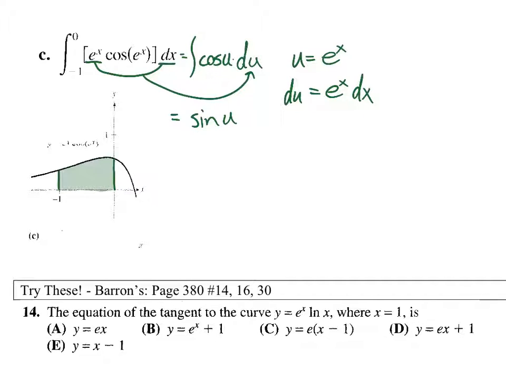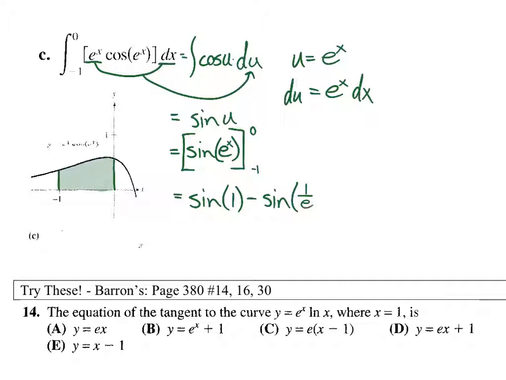Now again, we could convert our bounds, but it's not really going to save us much time in this case. So I'll go ahead and just plug in the e to the x. This is sine of e to the x evaluated from -1 to 0. So this is going to be sine of e to the 0, which is sine of 1, minus the sine of e to the -1, so 1 over e.